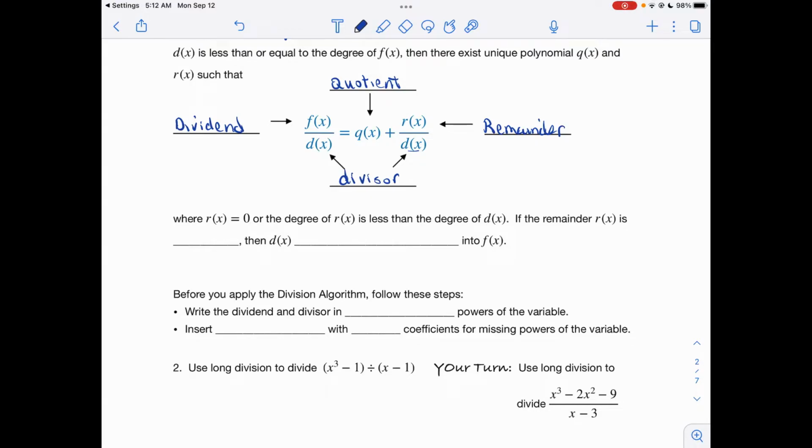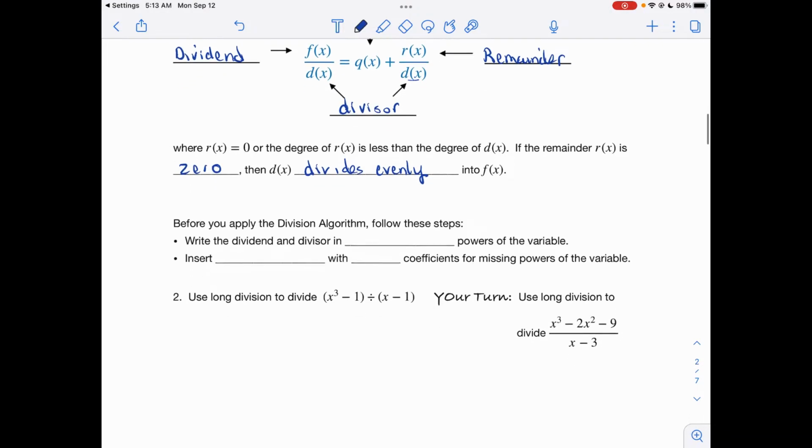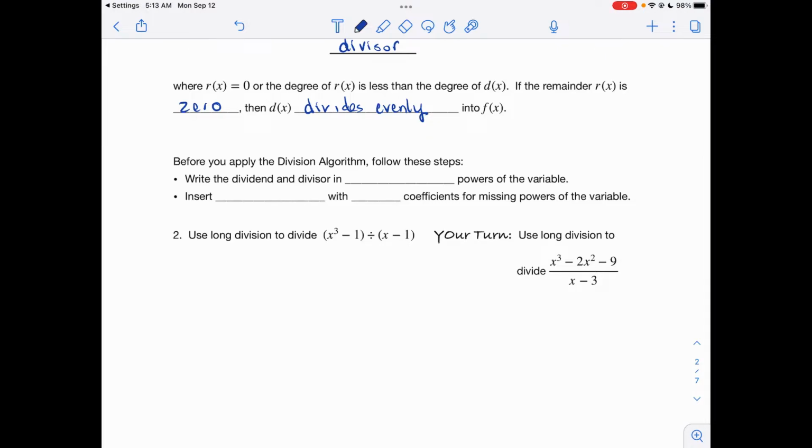Now when r of x equals 0, or the degree of r of x is less than the degree of d of x: if the remainder r of x is 0, then d of x divides equally, or evenly, into f of x. And then we say d of x is a factor of our original function if it divides equally, like we did the last one. And it's a 0 of the polynomial.